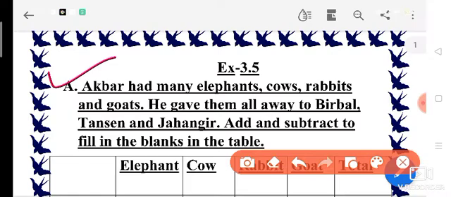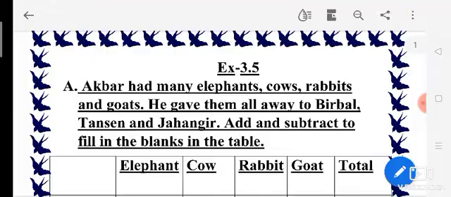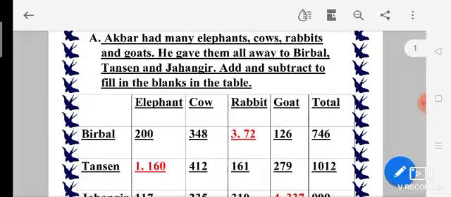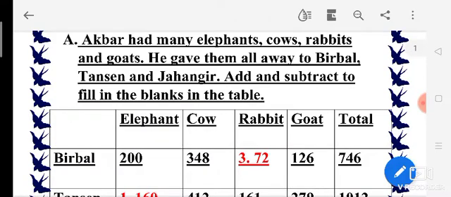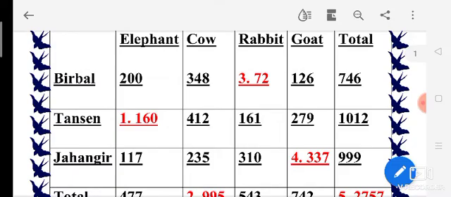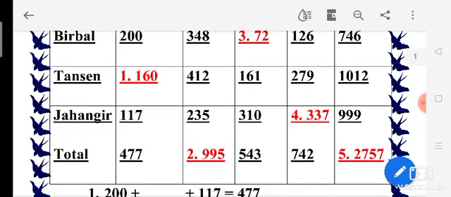So let us do this A part. Akbar had many elephants, cows, rabbits and goats. He gave them all away to Birbal, Tansen and Jahangir. Add and subtract to fill in the blanks in the table. So this is the table. See, elephant, cow, rabbit, goat, and there is total. Here we have written the names Birbal, Tansen, Jahangir, and here down one is total.